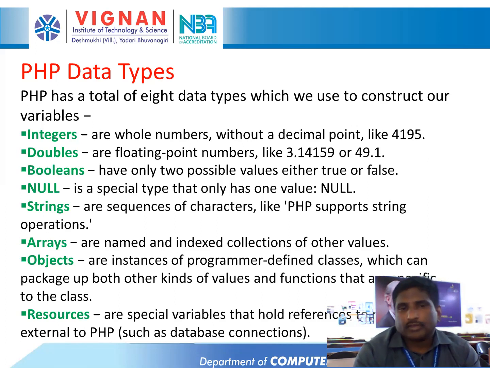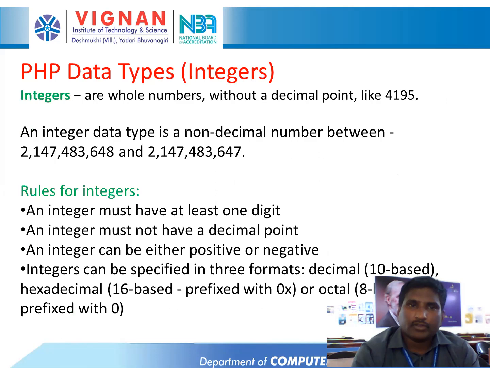Resources are special variables that hold references to external resources, like when you want to do database operations. In that scenario, PHP can hold the database addresses, so in that case we can use resources. So these are the 8 data types supported by PHP.